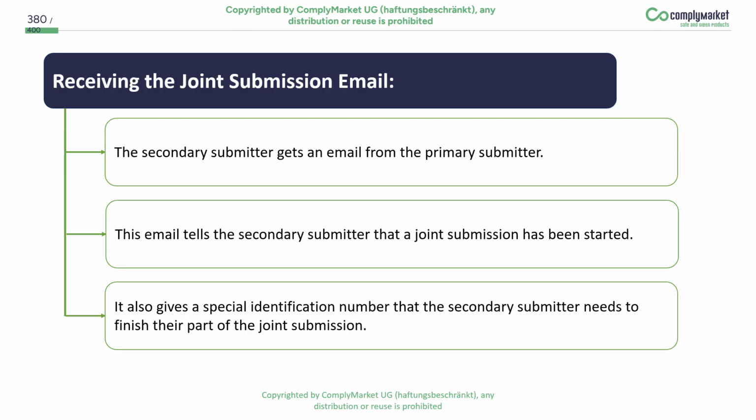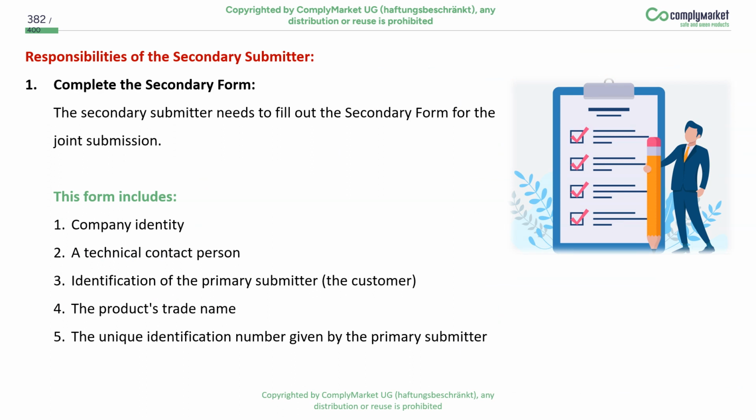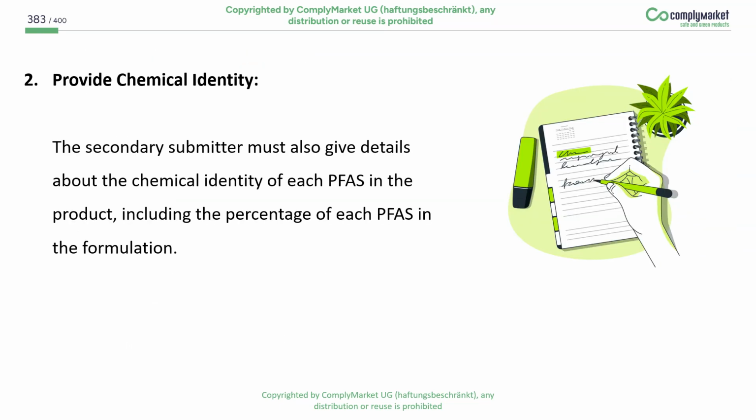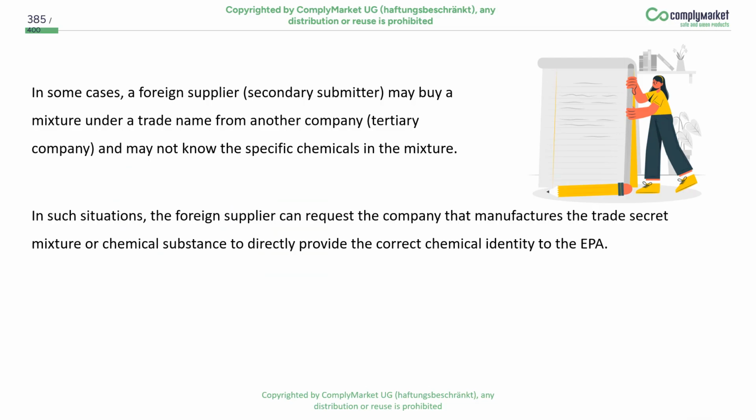So they get a notification per email. That's something to give you an idea about how it works. For sure, the secondary supplier will not provide all the information that you do. The form will be for company identity, technical contact person, and product information. And then he should provide chemical identity, and you will not have access to that, because it could be confidential information he doesn't want to share with you.